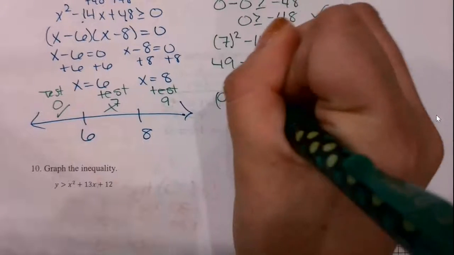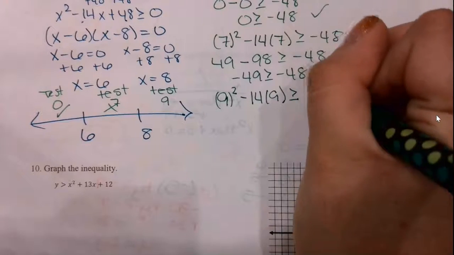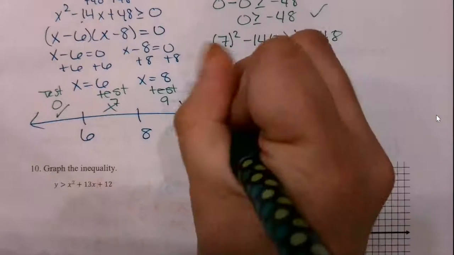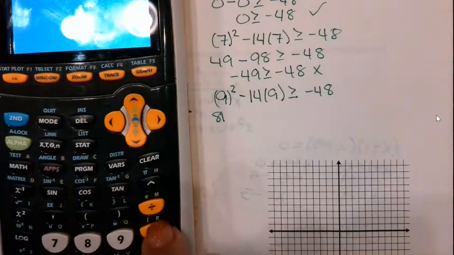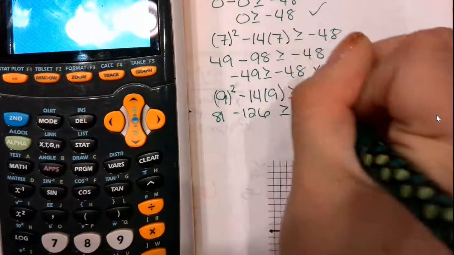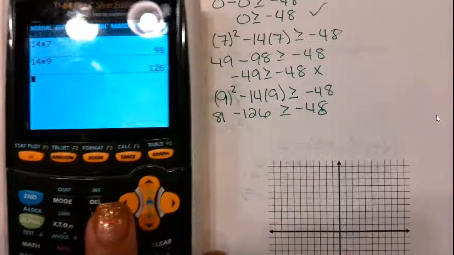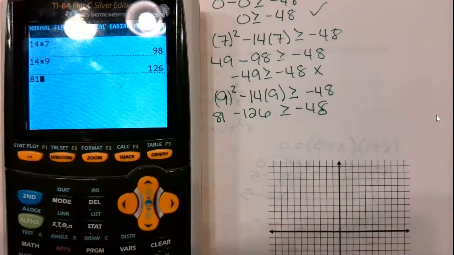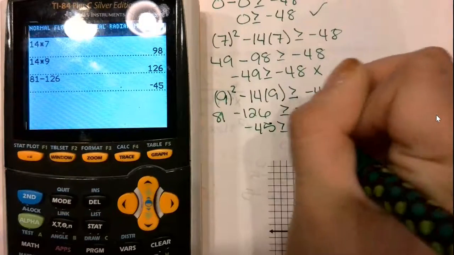I'm going to do the same thing again for 9. So this time I have 9 squared minus 14 times 9, and it should be greater than negative 48. 9 squared is 81. 14 times 9 is 126. I want to figure out what 81 minus 126 is, and I get negative 45. Remember, since I'm dealing with negative numbers, negative 45 is greater than negative 48.